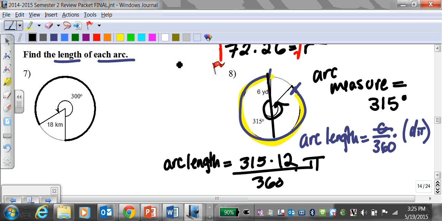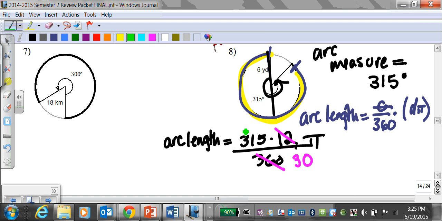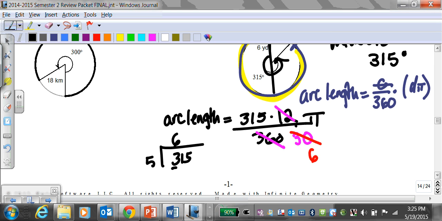Alrighty, from here you just start hacking away at what you can. And I know 12 goes into 360. 12 goes into 36 3 times and is 0, so that's going to be a 30. And then you start just hacking away here. I know 5 is going to go into both of these. So 5 goes in there 6 times. I'm going to go 315 and divide by 5. So that's going to be 63.